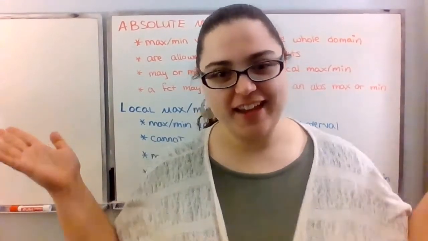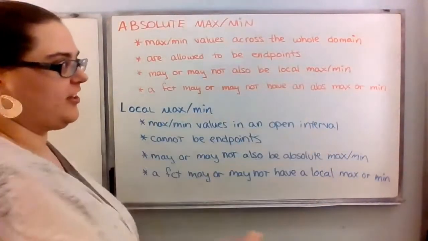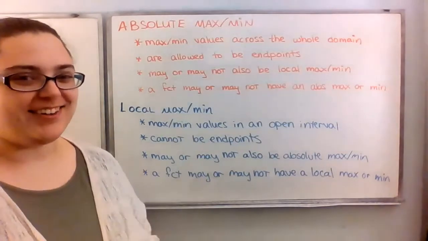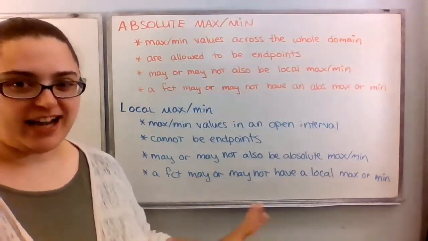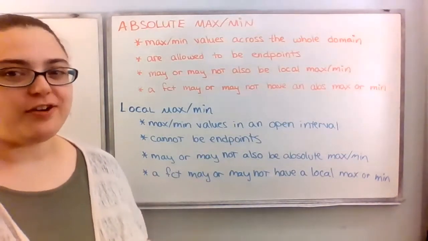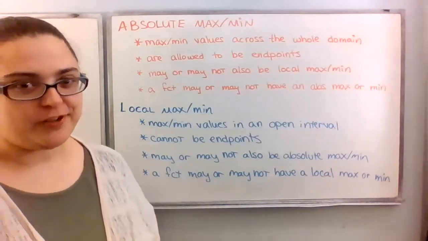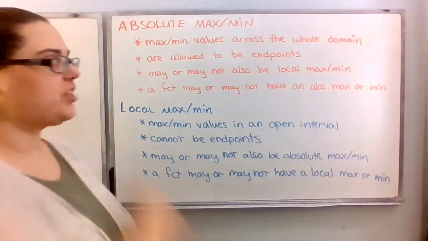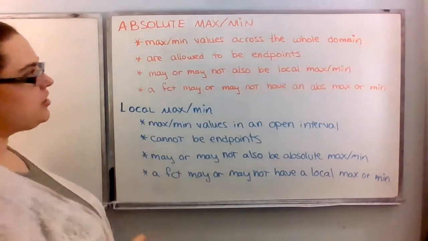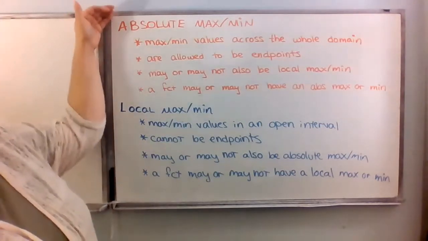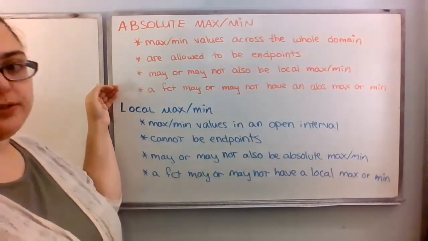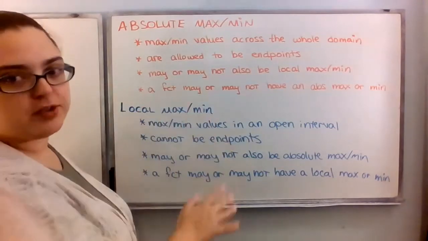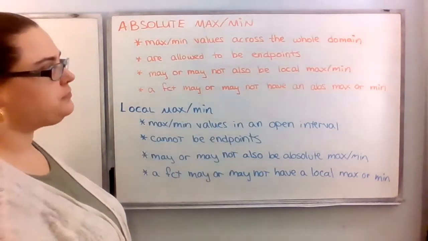And poof, just like that, there's the whole novel on the board here. So if you want to pause and copy this all down, feel free to do that, or if you want to screenshot, whatever's going to work best for you. In this case, I'm just going to read through them. In red here, I have information about the absolute extrema, so absolute max and min. And here I have information about local maxima and minima.